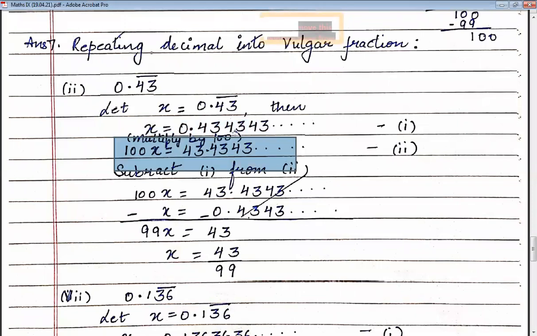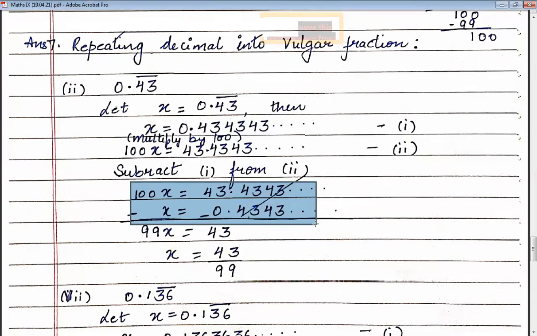So my next step will be 100x is equal to 43.4343, and so on. Now you can number these two equations, number 1 and number 2. Now children, you can subtract these two equations. This is the way to solve the repeating decimal into vulgar fraction. Now subtract the first from second. So now 100x is equal to 43.43, and so on. Now you will subtract the first equation. So x is equal to 0.4343.